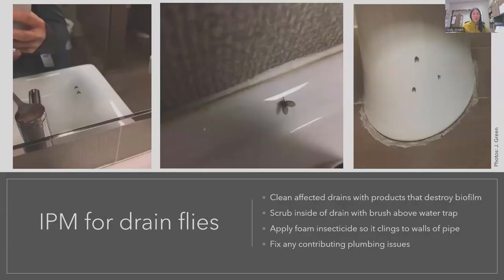IPM for drain flies is really going to be the cleaning of that affected drain to destroy that biofilm that they're breeding in. So you might need to scrub. You likely need to use a product that is not pouring bleach down the drain. There are foams, there are different insecticides that can be used in coordination with that. But fixing any contributing plumbing issues is also a big deal, because that's the source. If there is something leaking and some dirty water pooling somewhere, you want to get rid of that. So, very important to find that source.